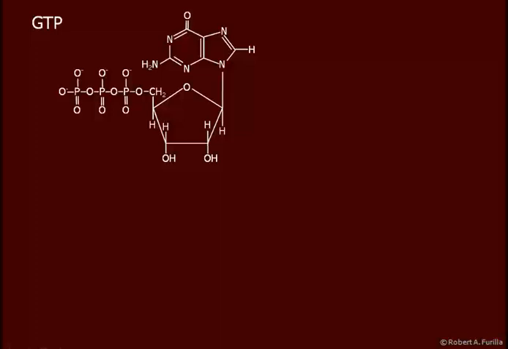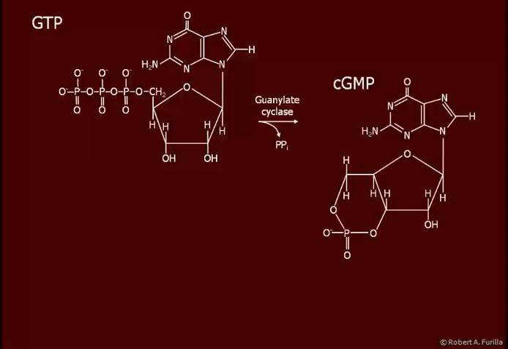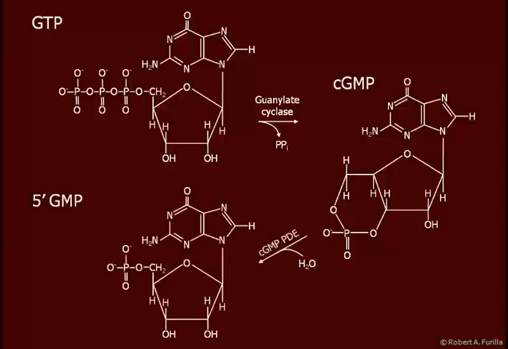So here I'm going to be showing the production and then eventual degradation of cyclic GMP. We start with GTP. In the presence of guanylate cyclase, two of the phosphates are cleaved at this point right here. The third phosphate is then swung around and connected, forming this cyclical region. So this is cyclic GMP. In the presence of the phosphodiesterase, cGMP phosphodiesterase, and water, this bond is then broken, and we now have 5' GMP.